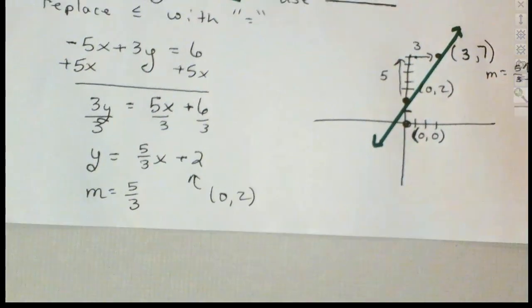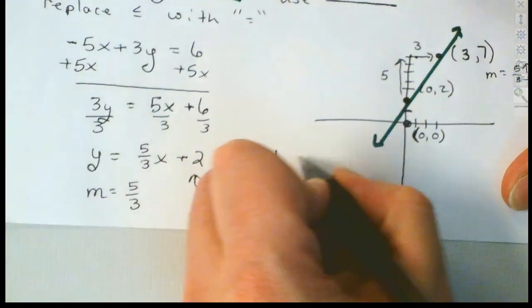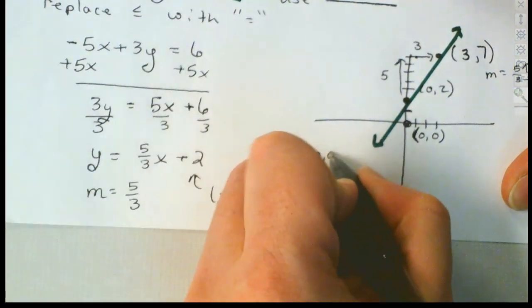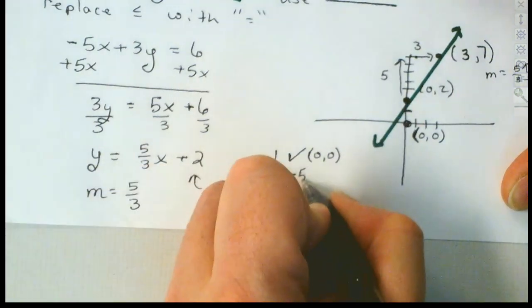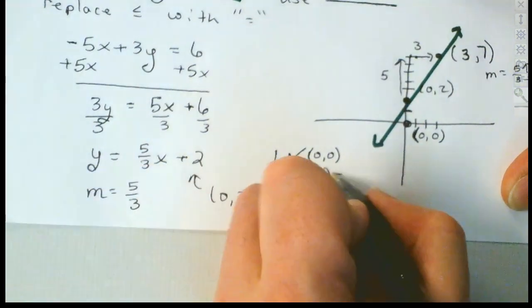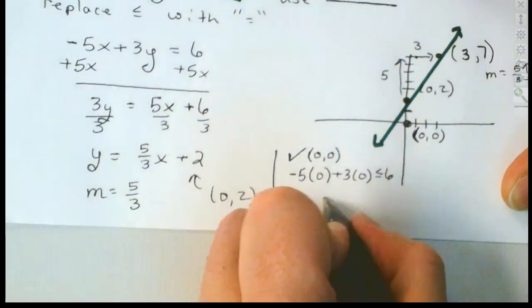Now, I'm going to try to put it this way so it's on the same page. So I'm going to go ahead and check 0, 0. I think I'll just try to check it down here. So let's check 0, 0 back in the original. So that's minus 5 times 0 plus 3 times 0 is less than or equal to 6.